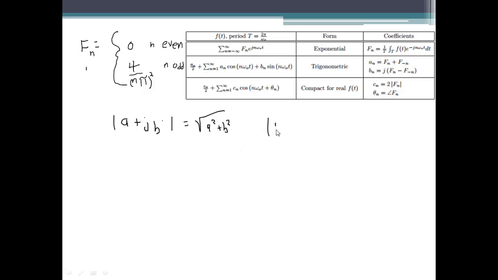So in this case, the magnitude of f of n, since it's purely real and there's no imaginary numbers in there, it's just going to be equal to the square root of 4 over n squared pi squared quantity squared, which just comes out to be 4 over n squared pi squared. Now to find c sub n, all we really have to do is just multiply this by 2 to take twice the magnitude, which comes out to be 8 over n squared pi squared.